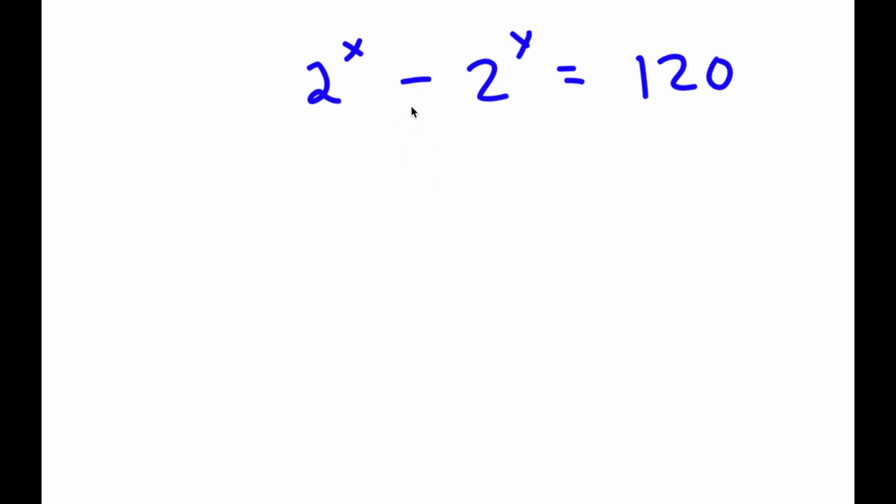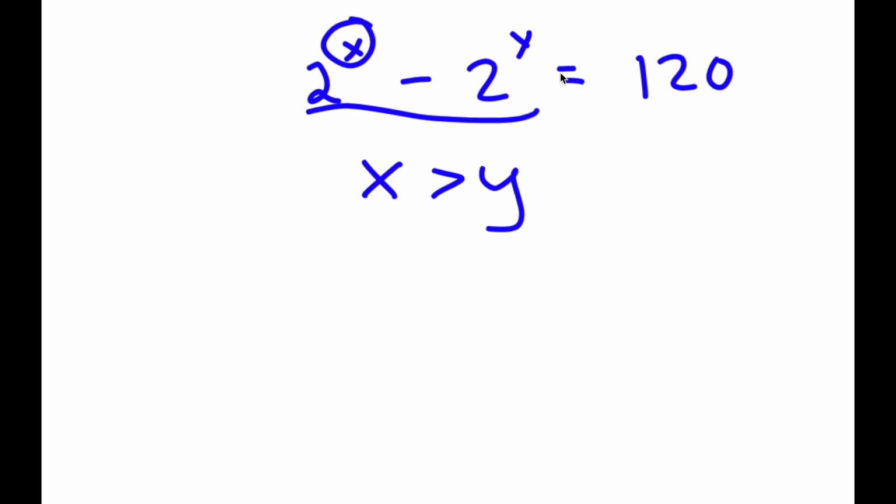Alright, so in this problem, I have 2 to the power of x minus 2 to the power of y is equal to 120. Just looking at this problem, we can see that x is going to be greater than y. This is because if x were less than y, then this would result in a negative number. But because x is greater than y, it's going to equal a positive number.